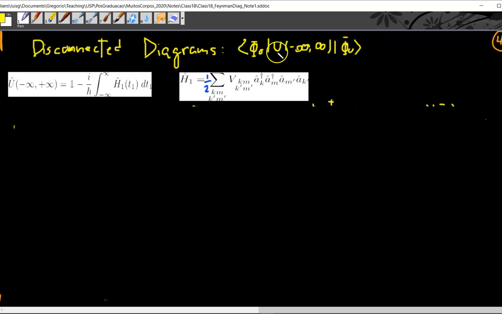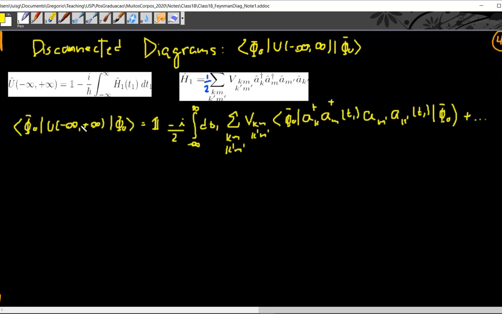These disconnected diagrams essentially come from this term, okay? And again, up to fourth order, this time evolution operator would be something like that. Put an h bar here, but it doesn't matter, it's essentially 1. And where this H1 has this factor of 1/2 that I added here, and has this quartic term. So let's try to evaluate this expected value using Wick's theorem.